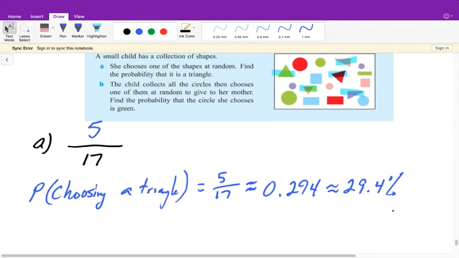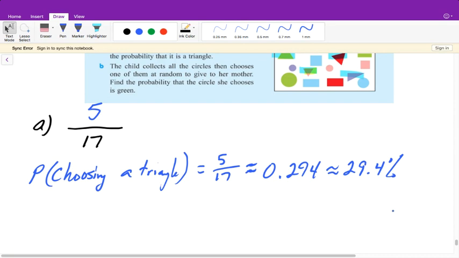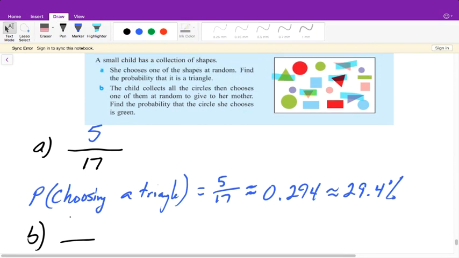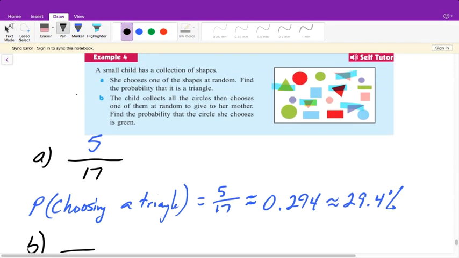All right, now for the next one, B, same thing. We need to create a fraction. Well, first let's read the question. It says the child collects all of the circles. So now we're only going to focus solely on all the circles that we have. So here's a circle, 2, 3, 4, 5, 6, and 7. So we have a total of 7 circles.